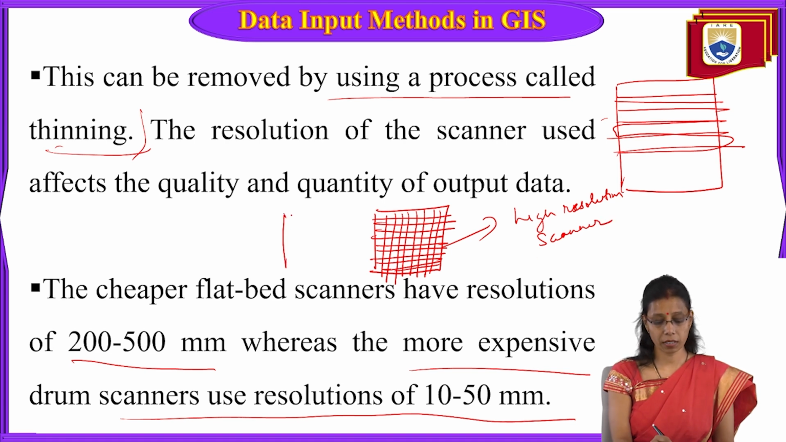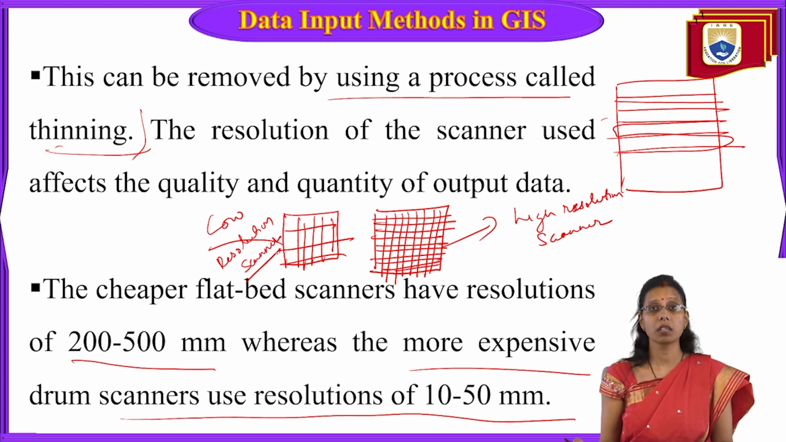Whereas if you have a smaller number of pixels like this, this is a low resolution scanner. Like in normal cell phones, if you have a low resolution camera, you will get a very low quality picture. If you have a high resolution camera with more pixels, then the quality of the picture will be very high.